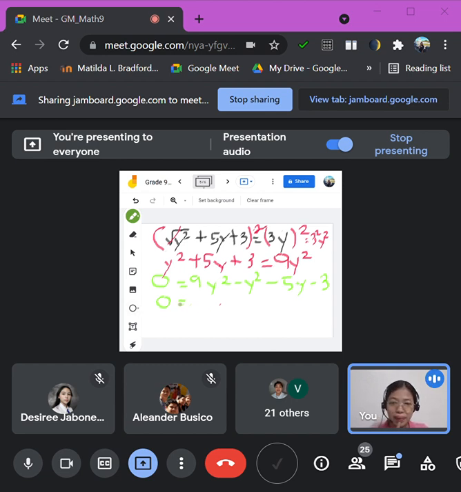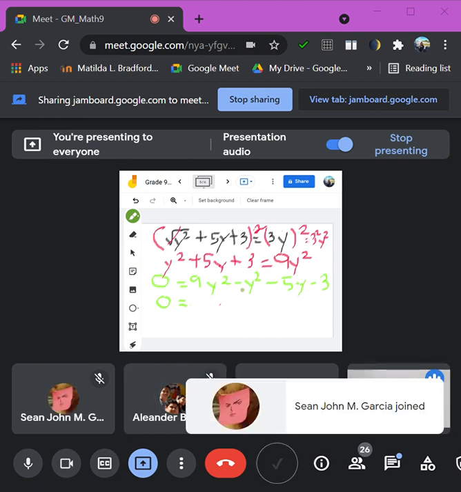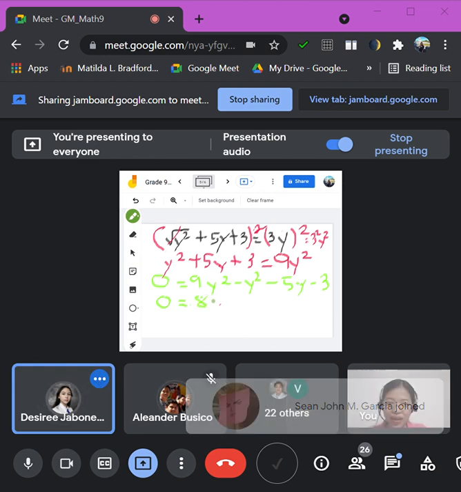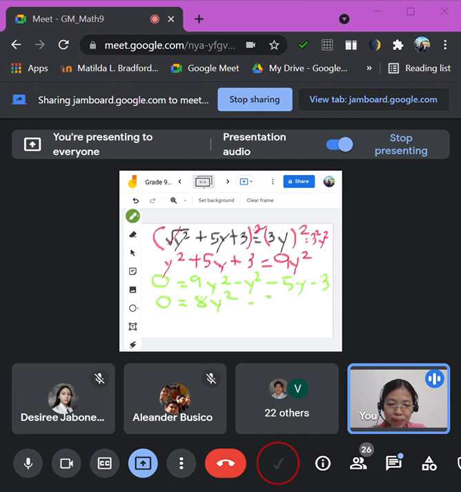So now we can already simplify. So 9y squared minus y squared, that is pila. 9 minus 1. 8. Okay, 8y squared and then copy minus 5y minus 3. Now, actually, we can already see nga it is quadratic equation. So, we're just going to transform it into standard form. So, ato siyang symmetric equality property. So, 8y squared minus 5y minus 3 is equals to 0. And that is our answer.